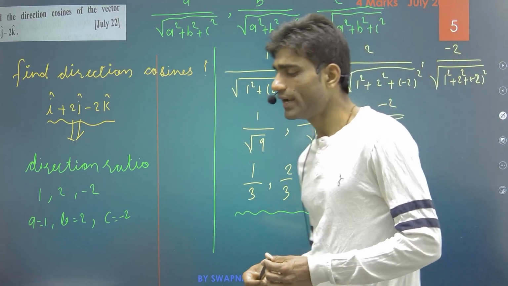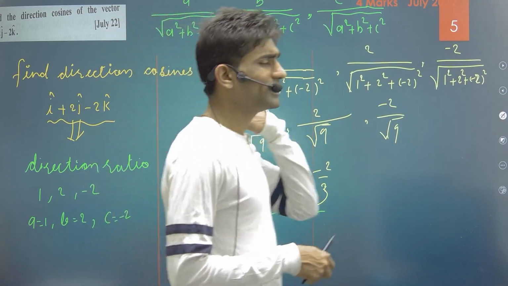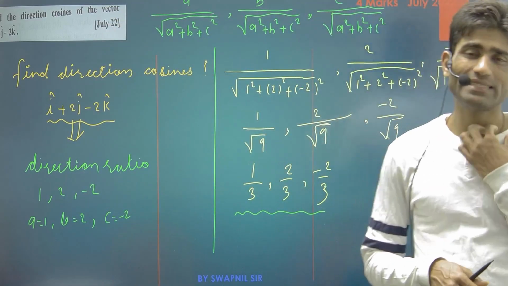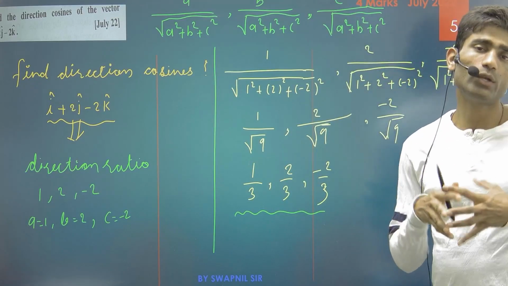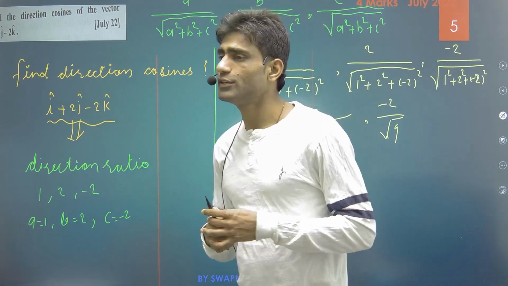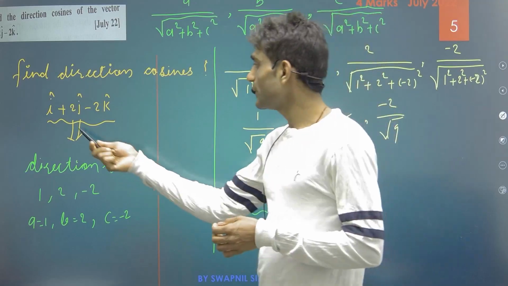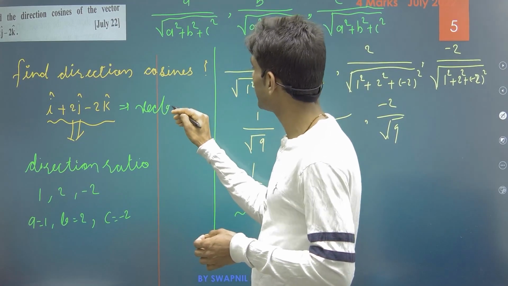That is what we wanted in our example. I'm expecting that you all have understood. We have applied two basic results for finding the direction cosines. Before that, you need to know how to extract direction ratios from a line. Here we have the given vector.